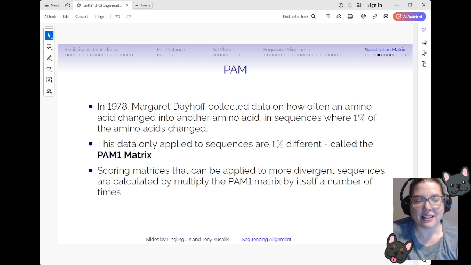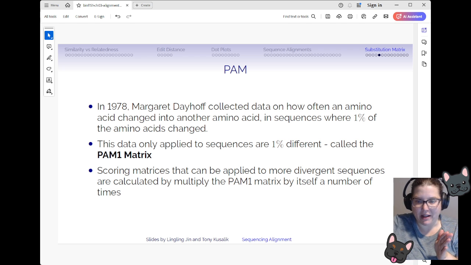Scoring matrices that are derived from that and applied to more divergent sequences are just calculated by multiplying the PAM1 matrix by itself a number of times. So PAM1 is for really similar sequences that are 99% similar.